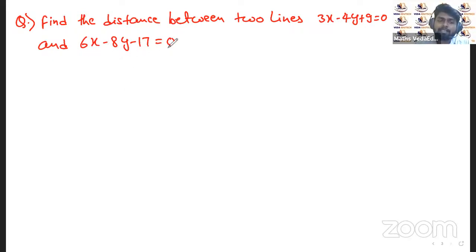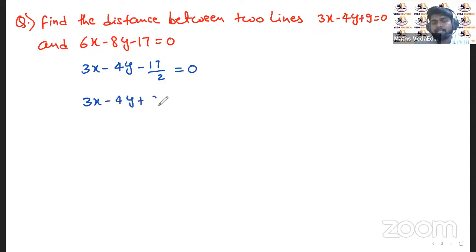Here in this equation, we can divide the whole equation by 2. So we'll get 3x minus 4y minus 17 upon 2 equal to 0. And the second equation is 3x minus 4y plus 9 equal to 0. Now we need to find the values of C1 and C2. From the first equation, C1 will be minus 17 by 2. From the second equation, we get C2, that is plus 9.